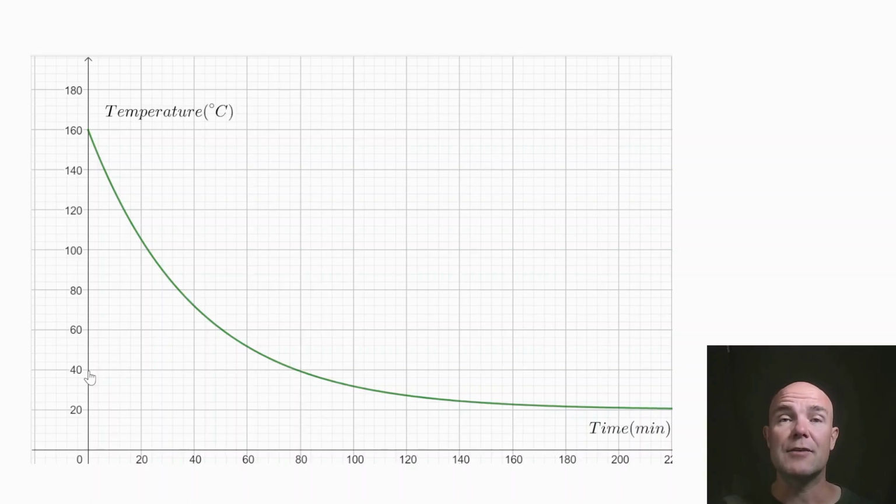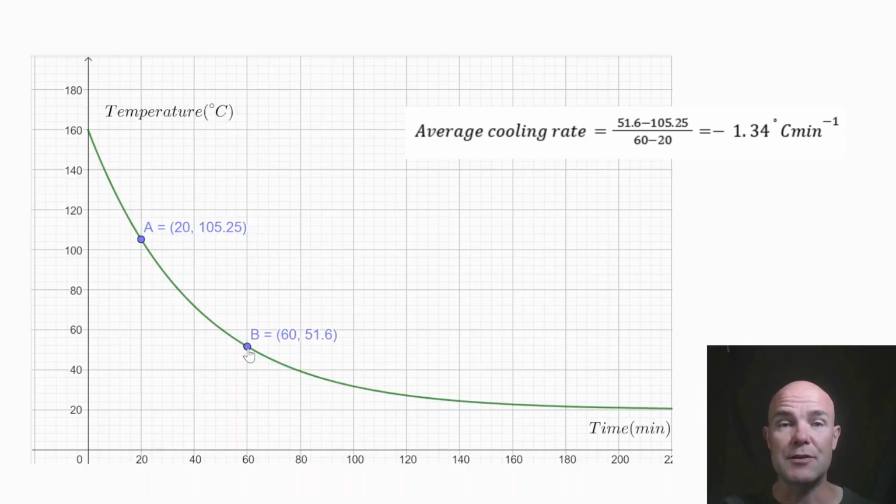Now, if we were interested in knowing how fast the temperature of this cake is dropping, we could calculate the average rate of change of temperature using 2 points. So if I add these 2 points A and B on the curve, we can calculate the average rate of change of temperature by calculating how much the temperature is dropping divided by how long it takes. And here is our answer for how fast the temperature is dropping on average, calculated using the coordinates of these 2 points.